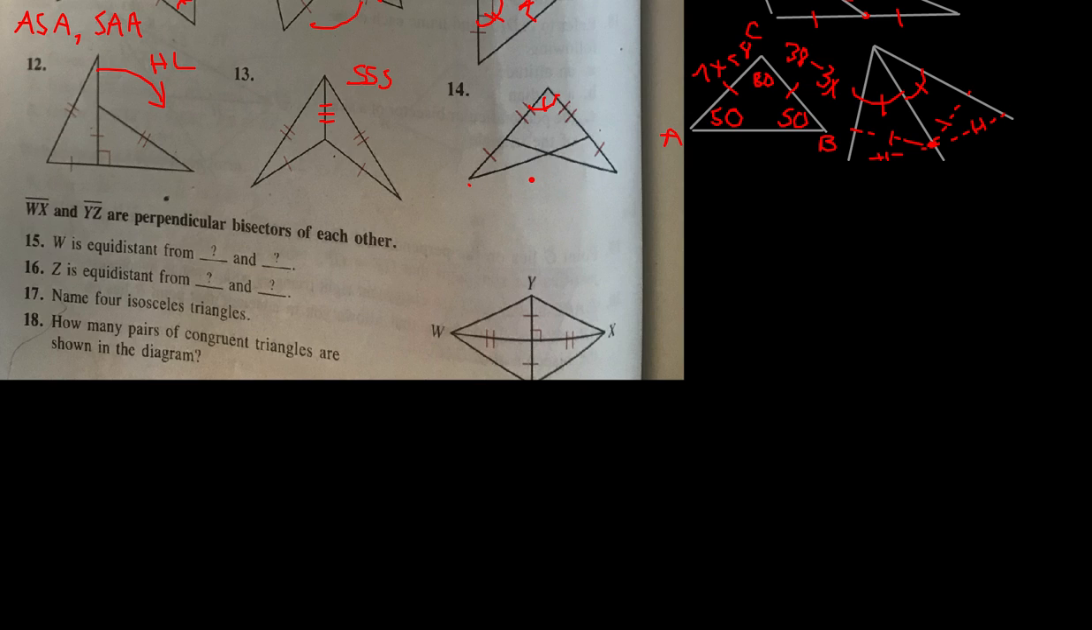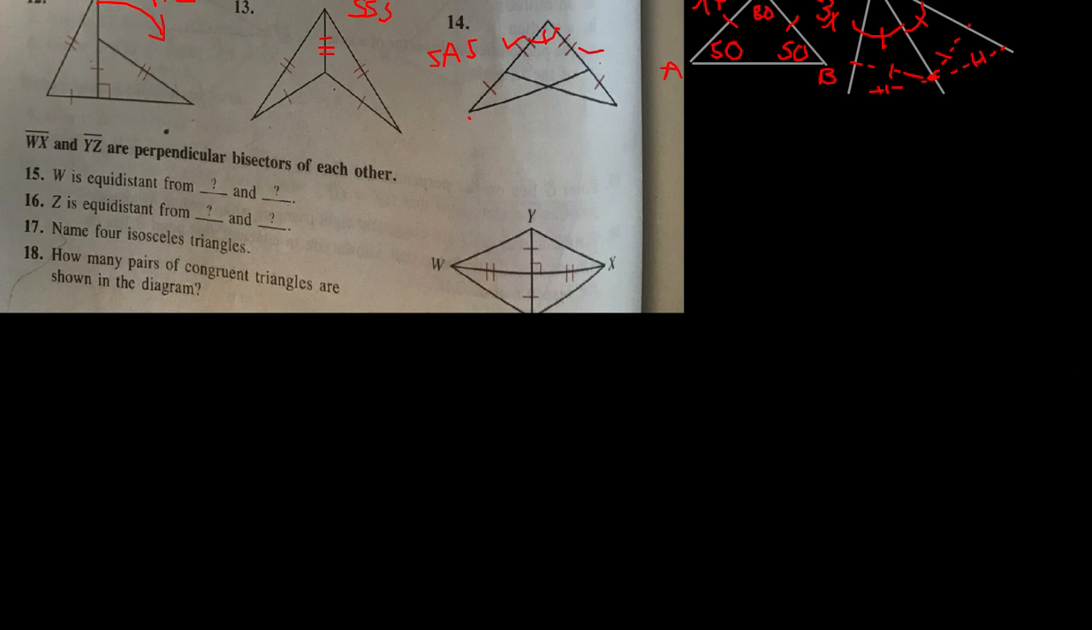So this one's going to be side, angle, side. Side, angle, side. So you have to pull them out and separate them. So we would have this side, and then we would have this side, and this side, and then the included angle. All right, next ones before we get to the little baby proofs.